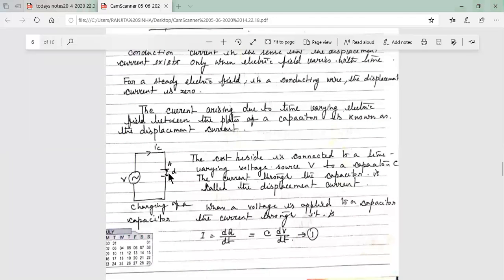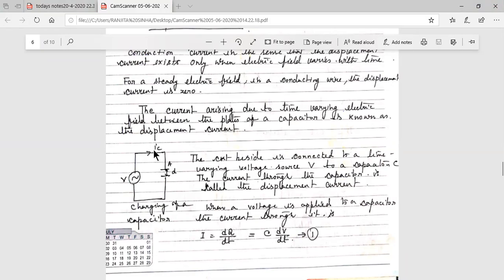Now the displacement current density is maximum inside the plates of the capacitor, and outside the plates of the capacitor the displacement current is 0. So the total current in that circuit is IC, that is the conduction current, plus ID, that is the displacement current. Outside the plates of the capacitor, displacement current is 0, so IC is the total current. Inside the plates of the capacitor there is no conduction current, and all the current is displacement current.